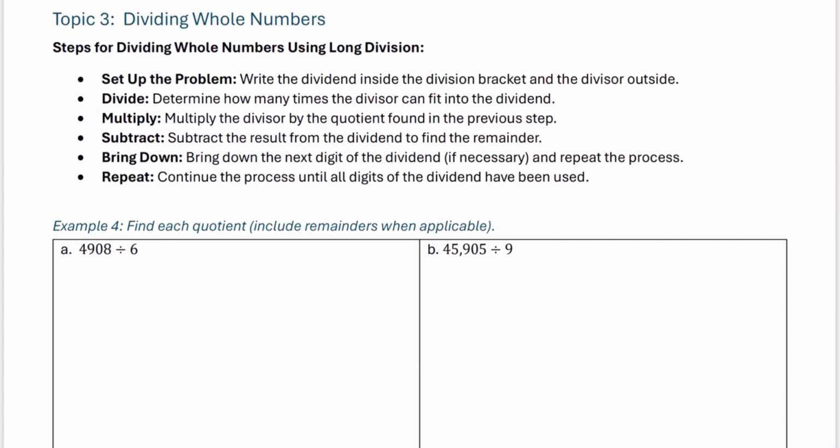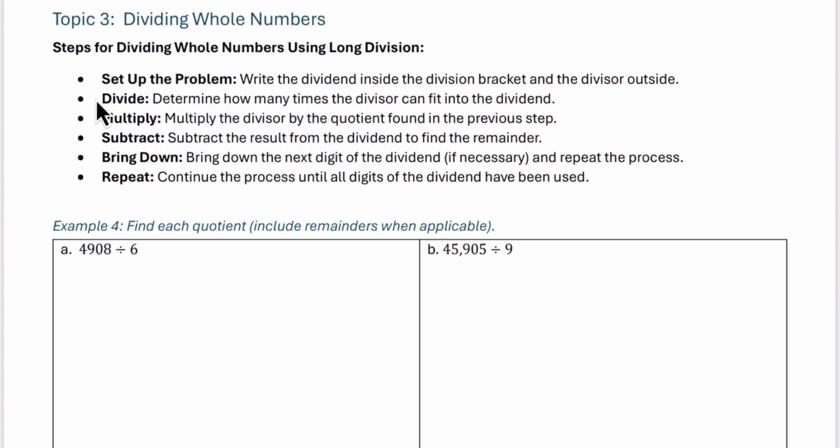Let's look at the steps for division of whole numbers using long division. Step 1, we simply set up the problem. We'll write the dividend inside the division bracket and the divisor on the outside.